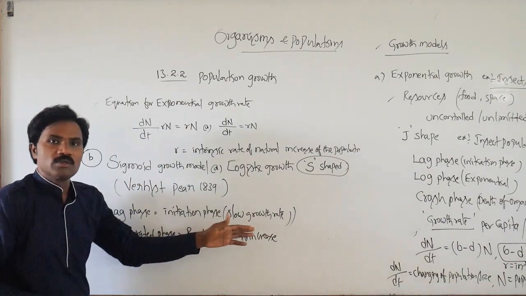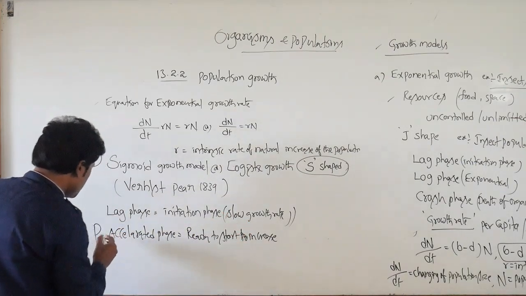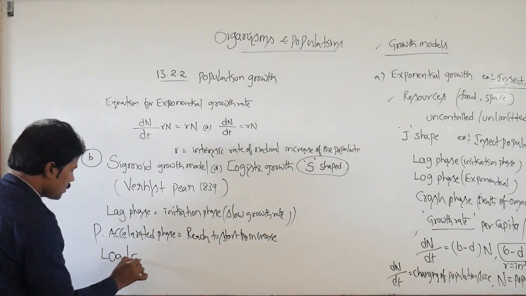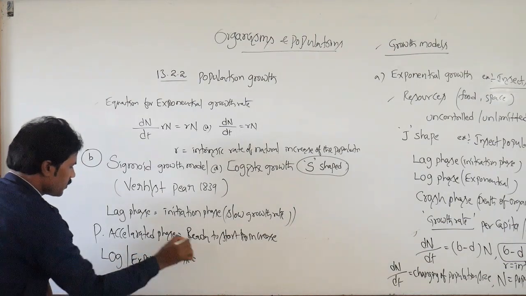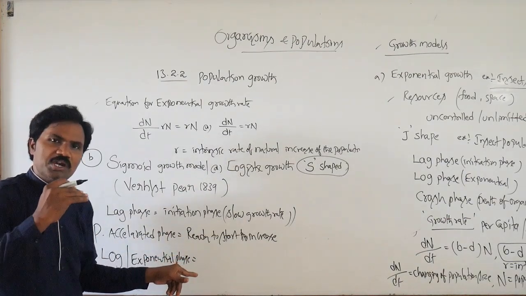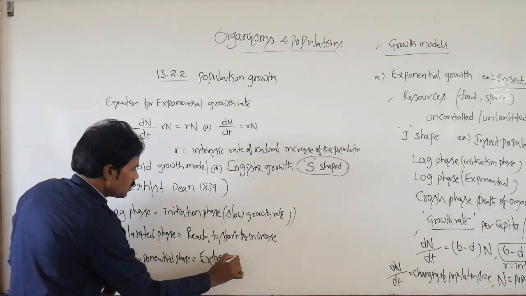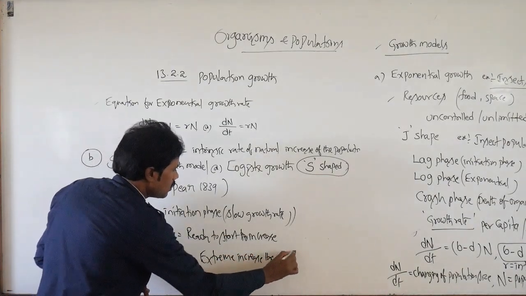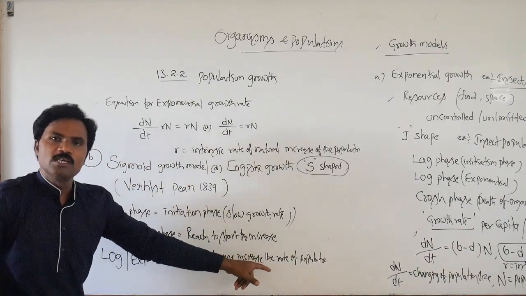So, ready to start to increase. Already it adjusted. Then it begins to increase the population. Then the log phase or exponential phase. Here there is an enormous, extreme increase in the rate of population.